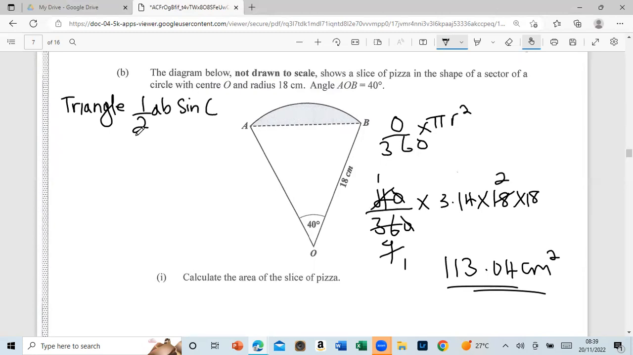Let me just put two things. So half, I think I'm going to convert it to this one. So it's 0.5. What's AB? This side is A and this side is B. It doesn't matter which is A and which is B. All right. So this is also 18 since they are both radius. So it would be 18 times 18.